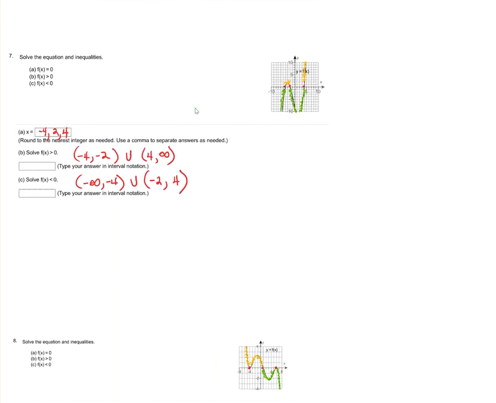Solve the equation and the inequalities. So we've got a picture over here, and I highlighted this with above in this gold and below with this green and the actual x-intercepts in red.